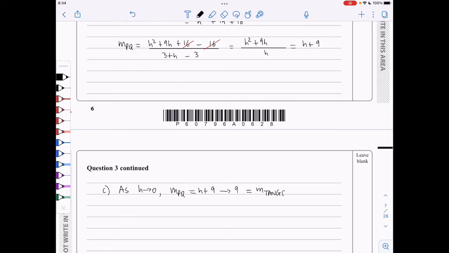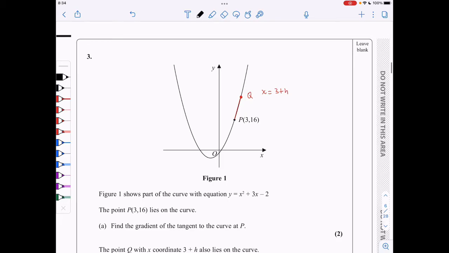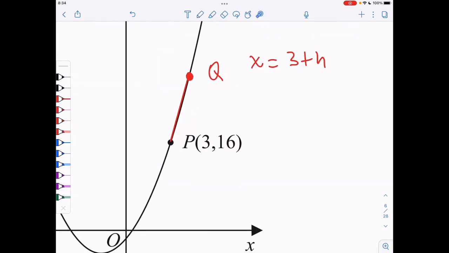So what is actually happening here, if we go back on the curve, is that as Q goes progressively towards P, that's what h tending to 0 is actually doing, then the gradient of the chord here will match the gradient of the tangent exactly at that point.